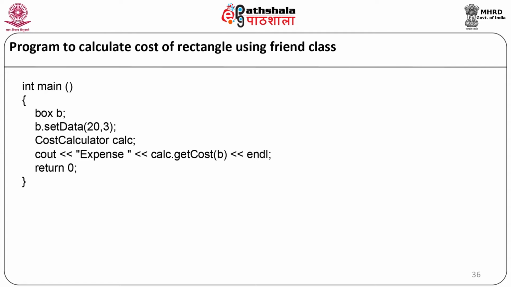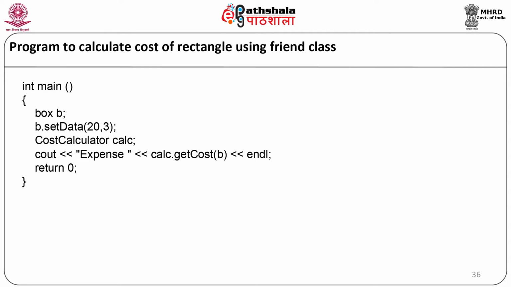Now we are going to declare the object of class CostCalculator, calc. Now we will have the message as cout << "Expense" << calc.getCost(b), where b will be passed as an argument, << endl, and return 0, and our main program will end.